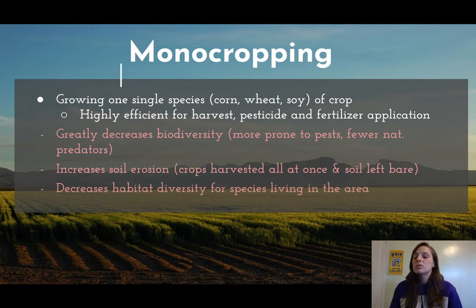This is ultimately going to decrease habitat diversity for species living in that area, especially if you think that maybe there was a forest before where this crop area is. It's going to be much less diverse for the species trying to live there.